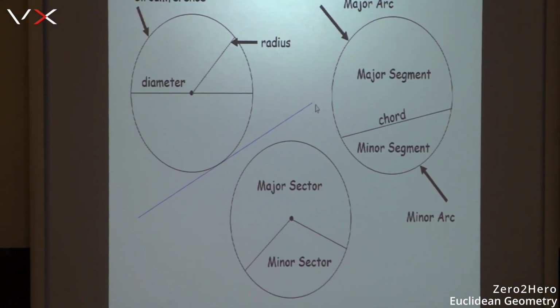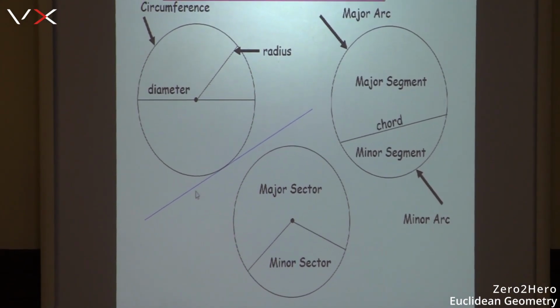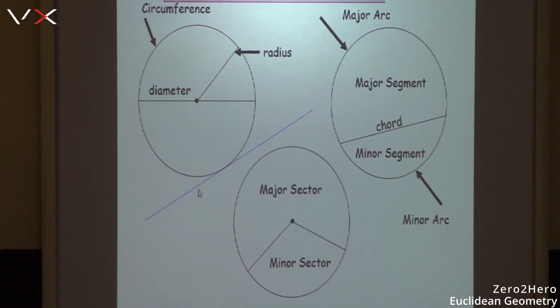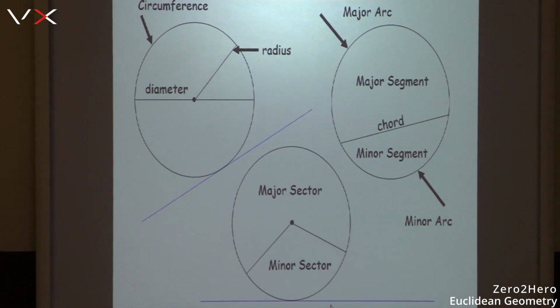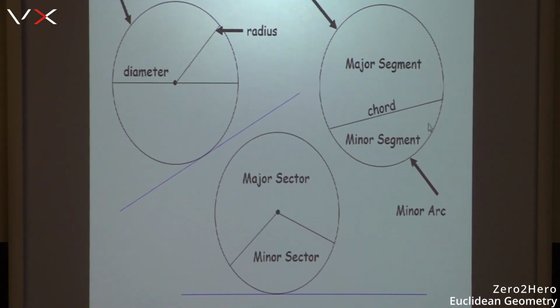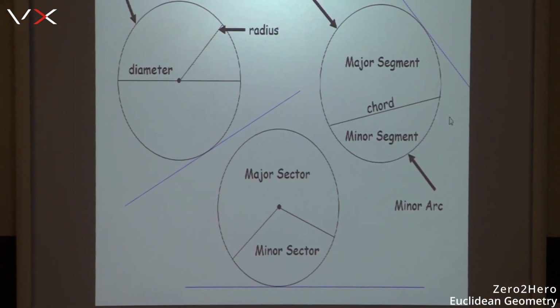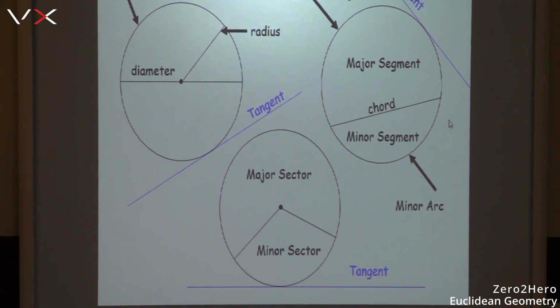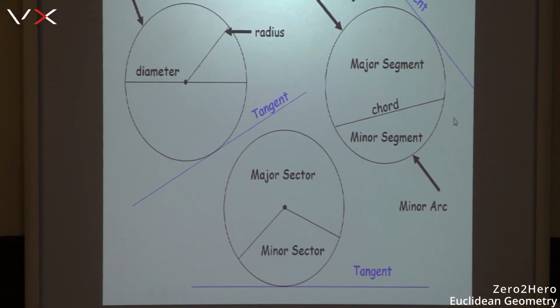Look at that line here. What is the name of that line that touches the figure at one point? That line is called a tangent. This one is also called a tangent. Let's put it in there. That one is also called a tangent. All these lines are called tangents as long as they touch the figure at one point.